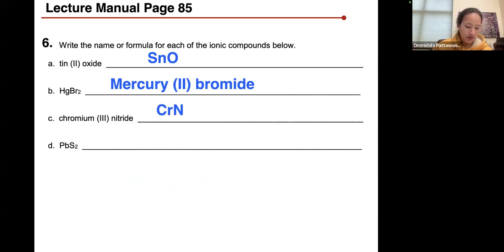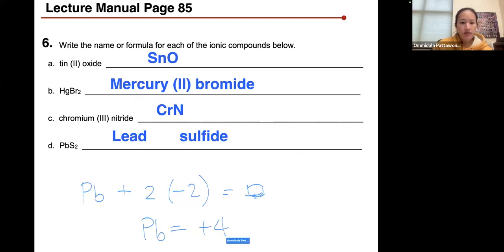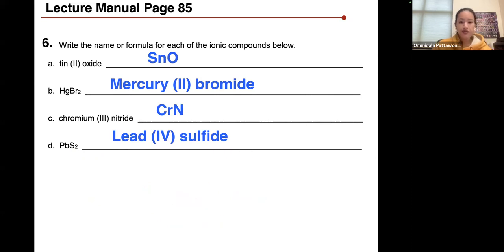Next one. Okay, so lead. With lead, you're going to determine the charge again. We don't know the charge of lead, but we know that sulfur is -2 because it's in the same group as oxygen. Add this together, it needs to equal 0. So lead comes out to be +4. So the name would be lead(IV) sulfide. Again, we're ending with -ide because this is just one sulfur.